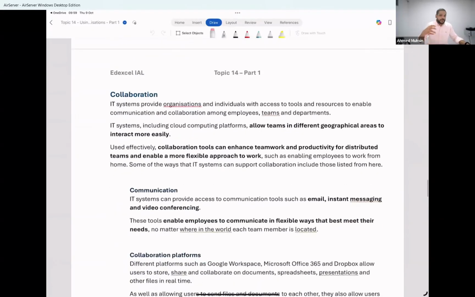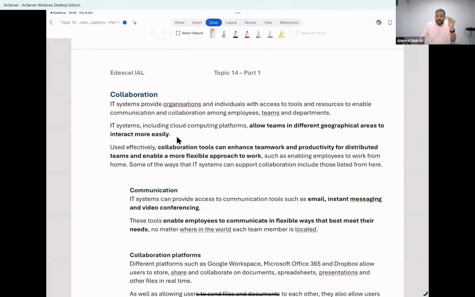In terms of collaboration, collaboration very simply means what? Getting everybody to work together, getting everybody to effectively communicate with each other. Okay, right. Can you guys read it now? IT systems provide organizations and individuals with access to tools and resources to enable communication and collaboration among all employees, teams, and departments. Okay, everybody is working together. Everybody knows what's happening.